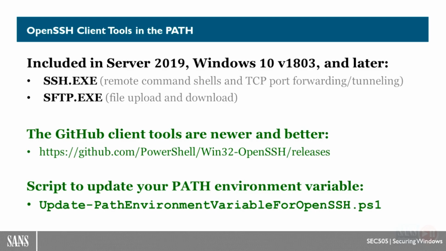SFTP, that's for uploading and downloading files. Now, these client tools that you might find on your laptop, for example, you'll also find on Server 2019, Windows 10 version 1803, and later. You can install these client tools on older operating systems as well, but these are the OSs that have it built in by default.